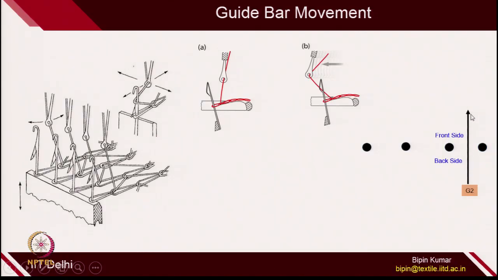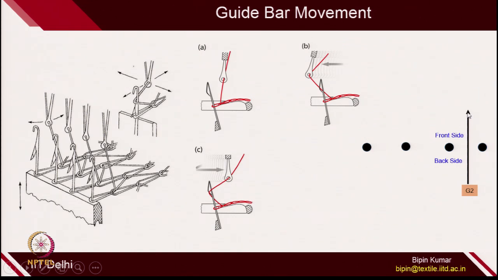Now the yarn comes to the front side, and to supply the yarn to this particular needle, this guide has to do two movements. One, it has to move along this needle bar, and also it has to swing back, which is shown here in the figure. If you see the direction of the arrows, there are two movements.